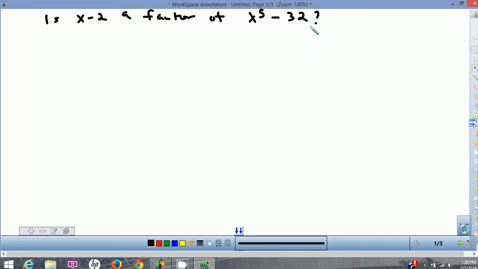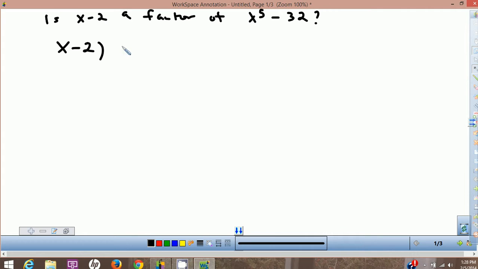Well, how did we determine it was a factor a minute ago? We did division and ended up with a remainder of 0. If you end up with a remainder of 0, it is indeed a factor. So we need to do some long division here. So we're going to divide this x minus 2 into the polynomial x to the 5th minus 32.